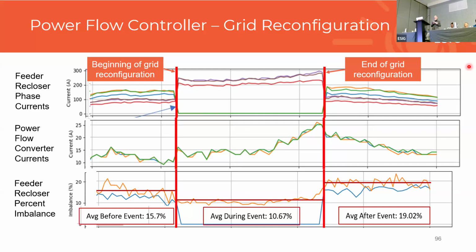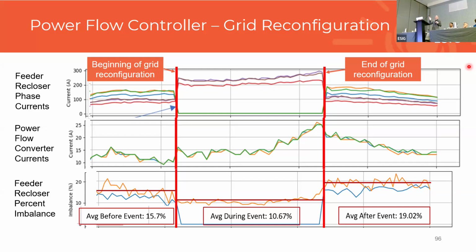You can see on the top plots here, we had all of your phase currents across 2 circuits. So there should be about 6 lines there. And then at the beginning of the grid reconfiguration, one of your circuits is dropping to 0, and it's getting backed up by the other circuit here, which is why we essentially see the currents on that circuit double.